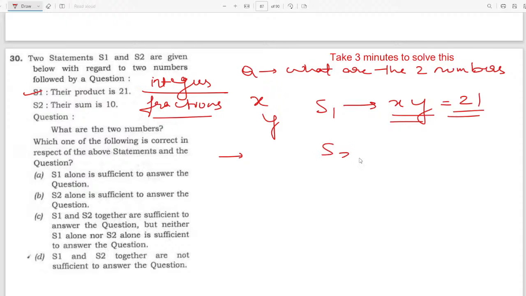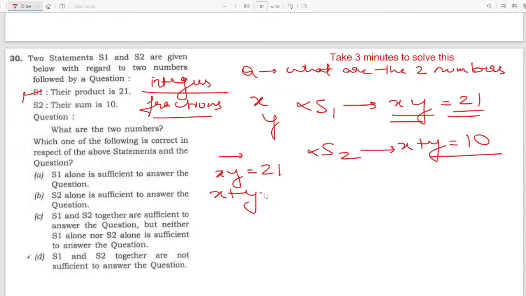Statement 2 says X plus Y is equal to 10. Again, from statement 2 alone we cannot say what X is and what Y is. Statement 2 is not sufficient, and statement 1 alone is not sufficient. When we combine these two, XY is equal to 21 and X plus Y is equal to 10. People may say that this is 7 and 3. But the problem here is that sometimes these numbers can be decimal numbers.